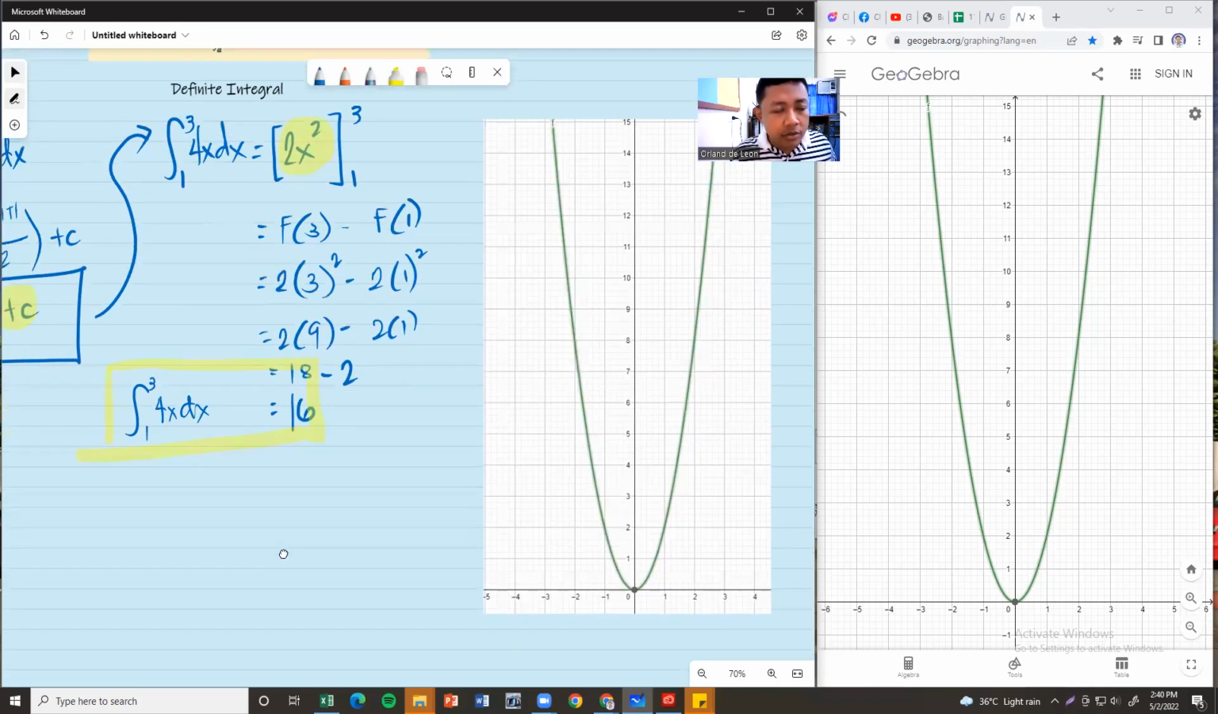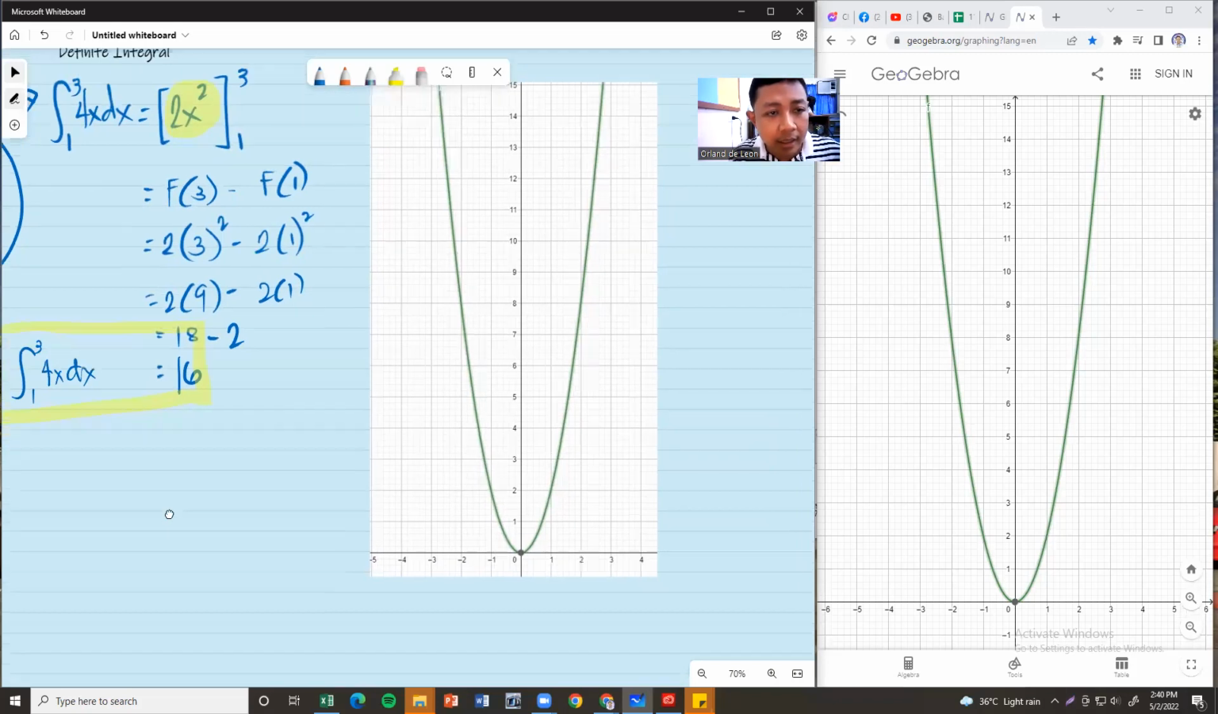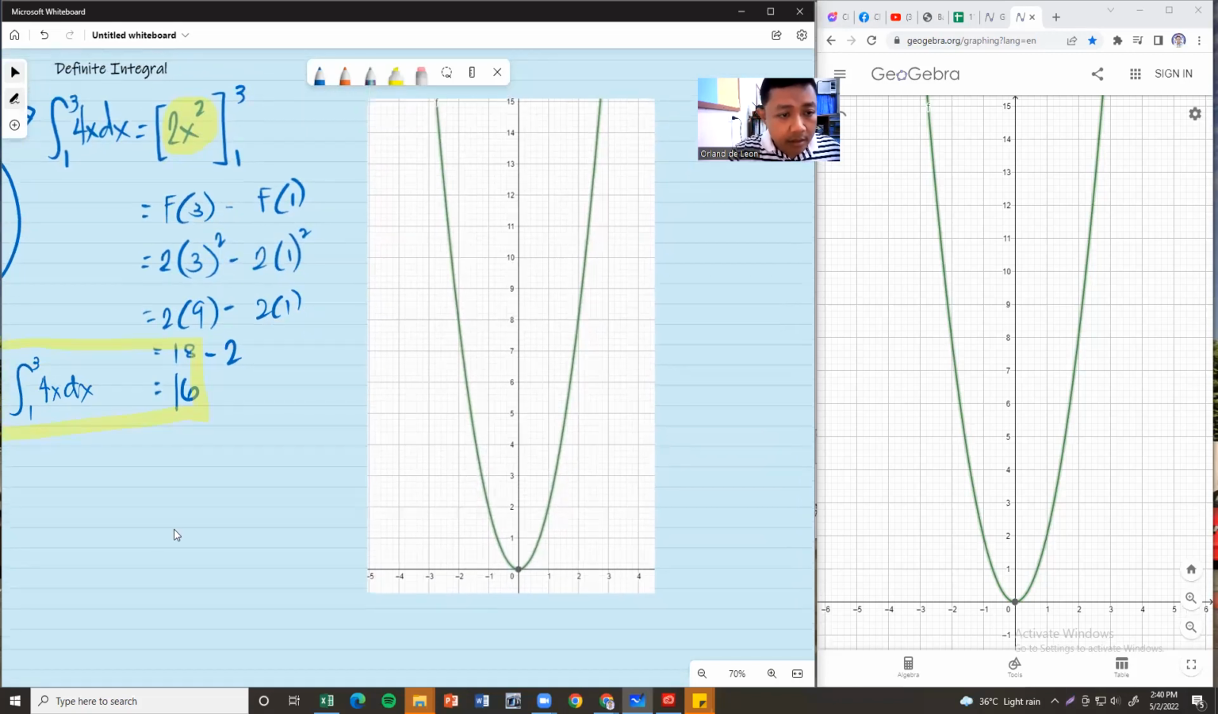Okay. And so from here, we will be identifying the boundary, which is from 1 to 3. From 1 to 3. There, actually, it's cut off. So this is bounded by the x-axis and the curve. When we complete all these countings, this part will be equal to 16.